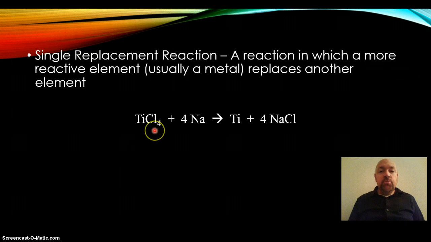And a single replacement reaction is exactly what we have here on the screen. It's a reaction in which a more reactive element, and more often than not this is usually a metal, the halogens can kind of do this as well, replaces another element, a less reactive element. So for example here, titanium is our metal, and it's originally bonded to chlorine. And it's a stable bond, everything's good.